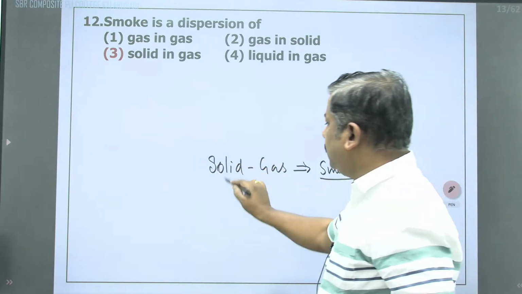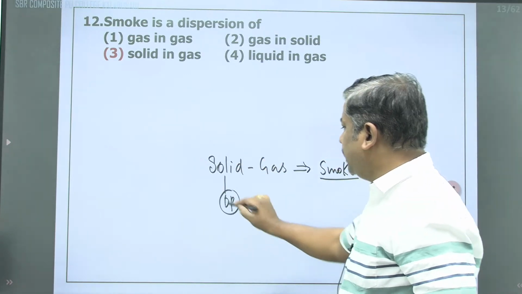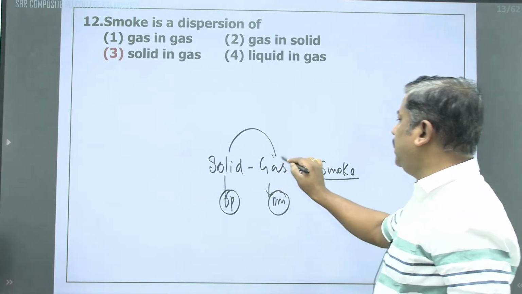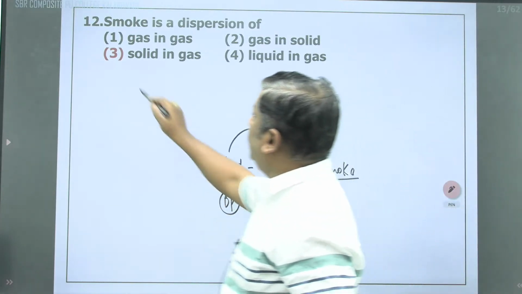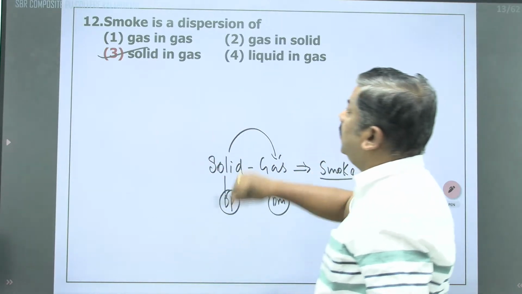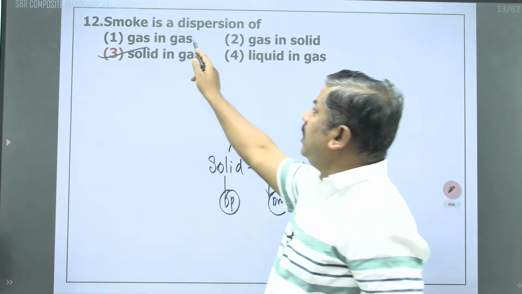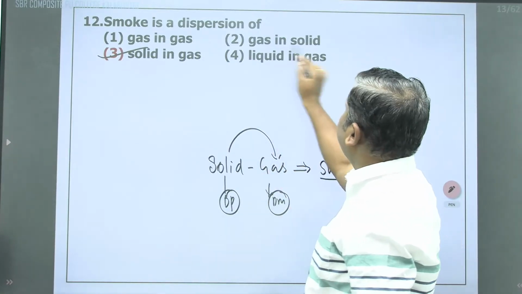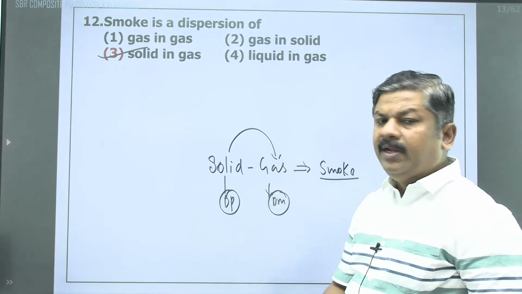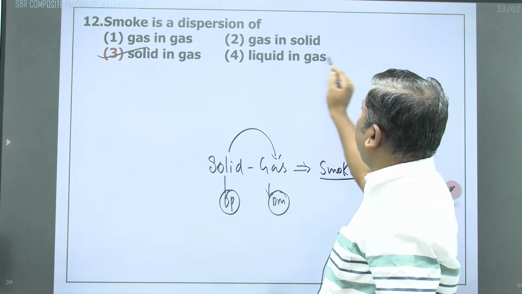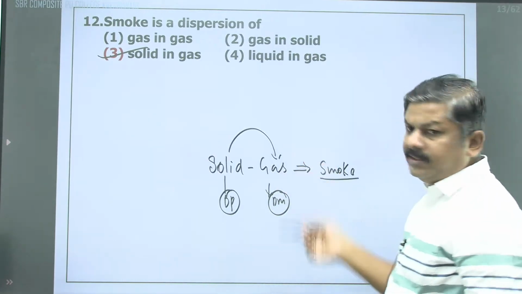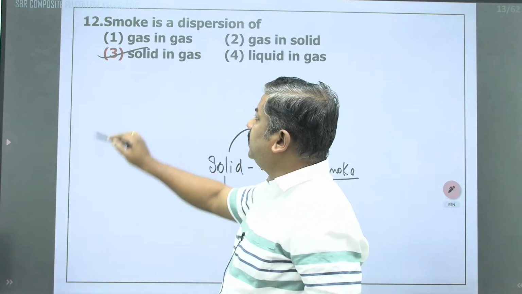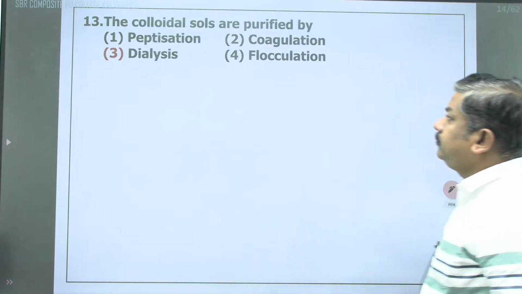Solid is acting as the dispersed phase and gas is acting as the dispersion medium. So this solid is present in gas, and that is the third option, solid in gas. Gas in gas doesn't form any type of colloidal solution because it forms a homogeneous mixture. Gas in solid is commonly called by the corresponding form. Next one, liquid in gas, is called a liquid aerosol. So for this question, solid in gas is the correct answer.